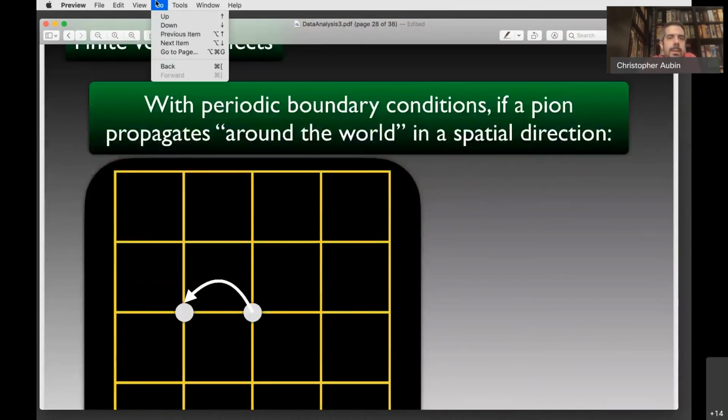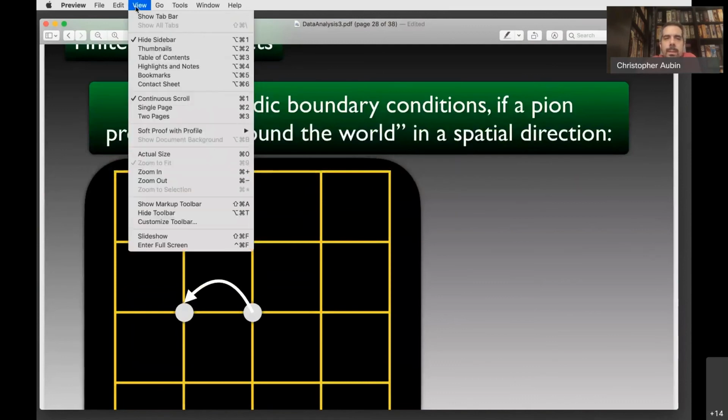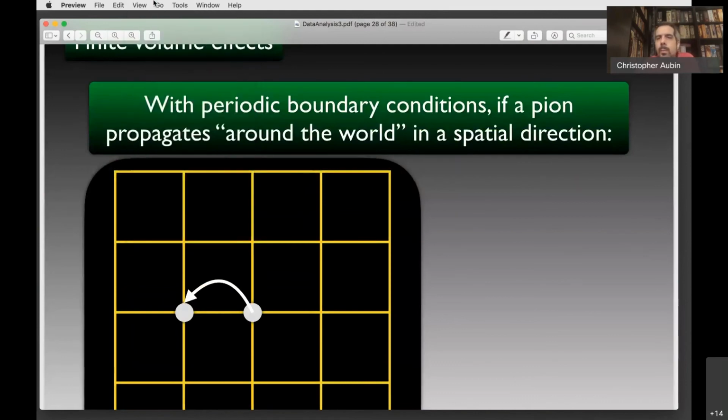So let's have one more pause before we keep going.